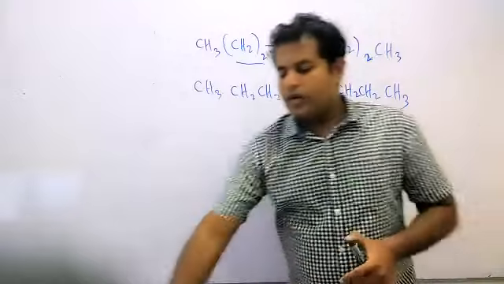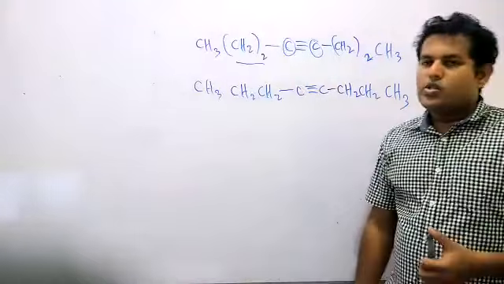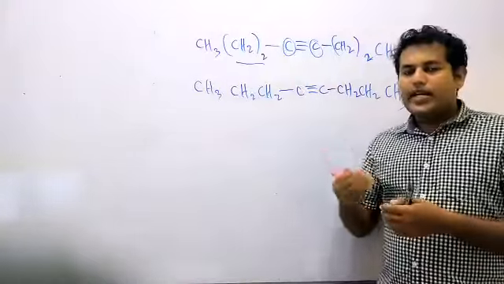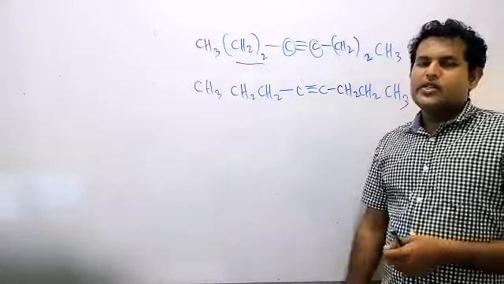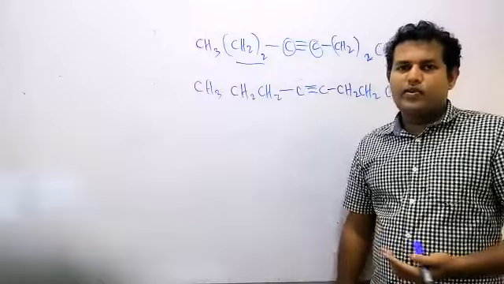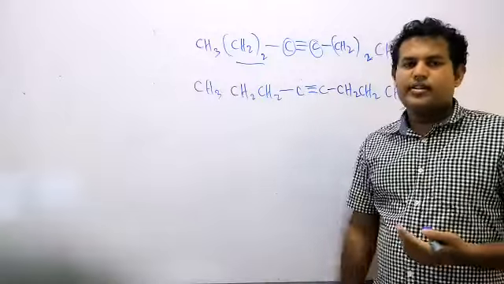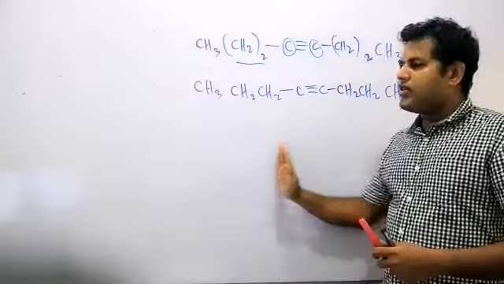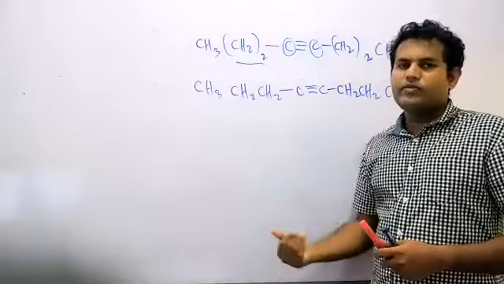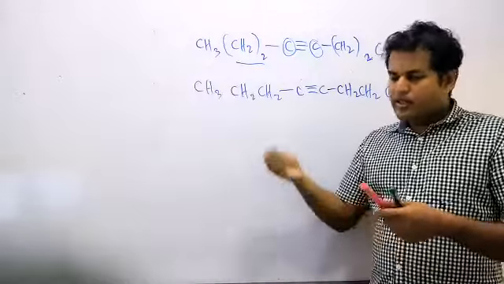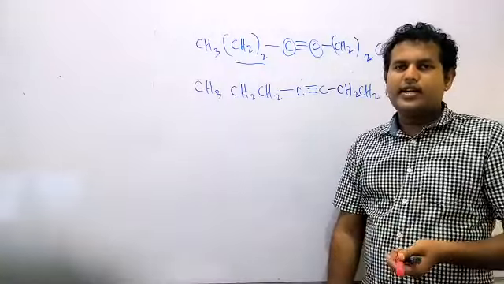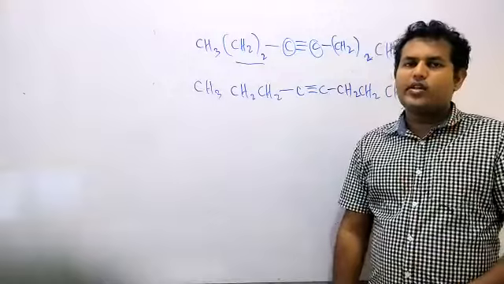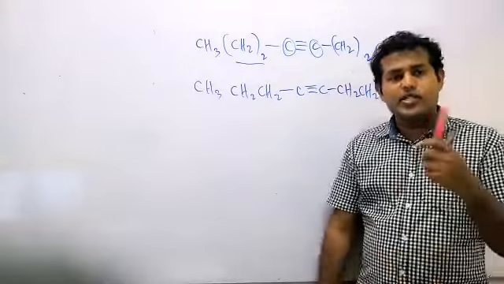Then the most important part is numbering. When we're numbering, if you are getting the same number from left to right or right to left, it's the same compound. No issue, just number it. That means from this side, you get 3, 4. From the other side, you get 3, 4. Then number it as 3, the lowest number. Don't think of any side. It's symmetrical.